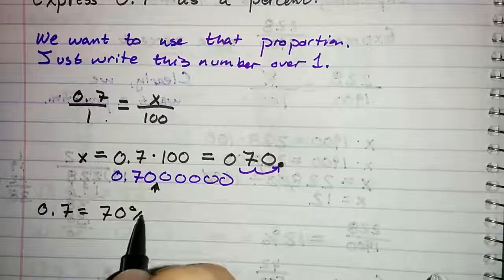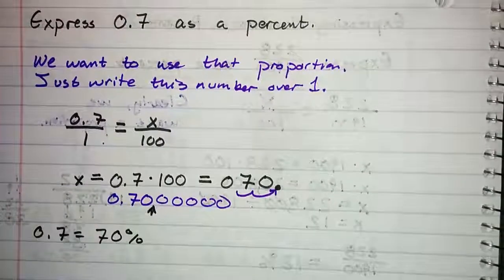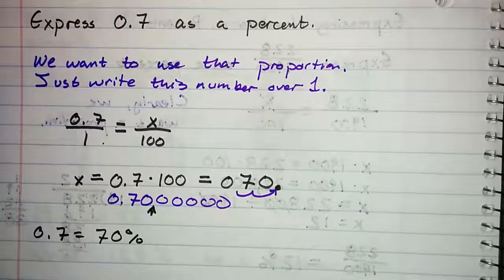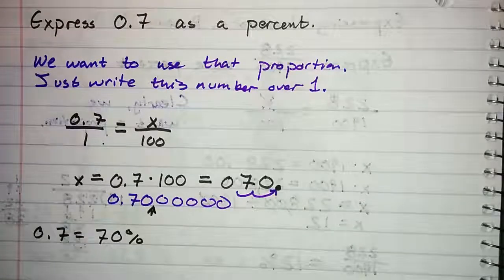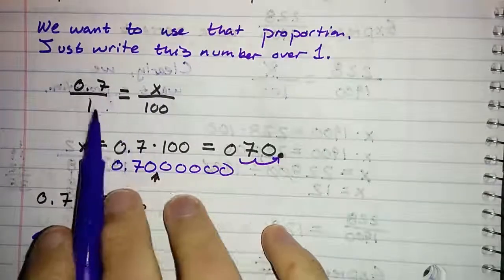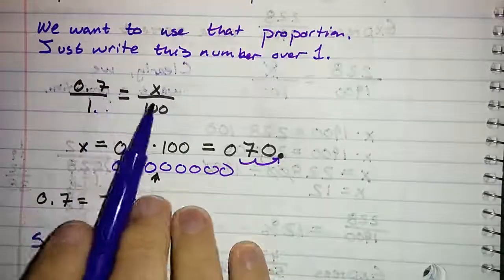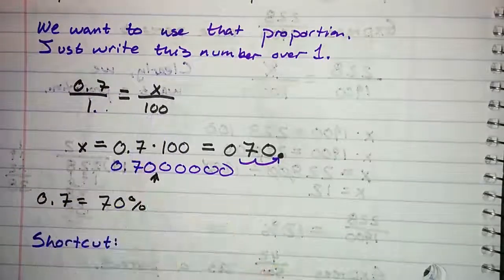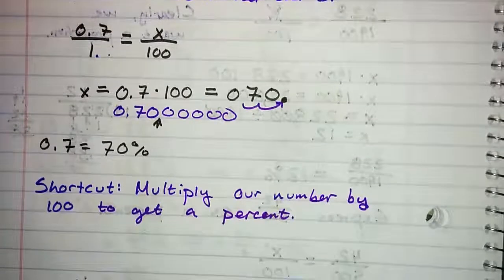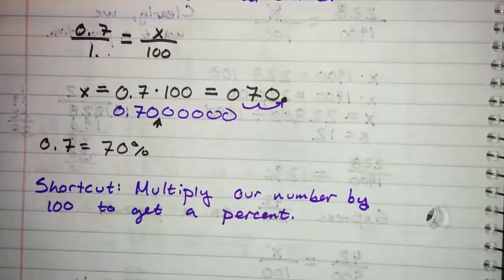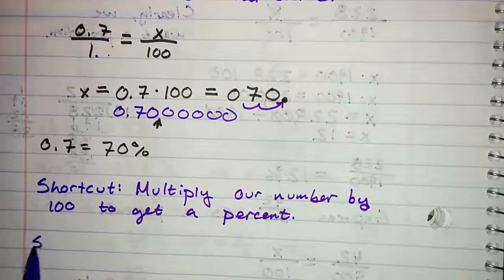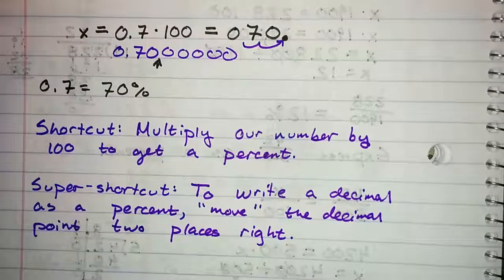0.7 is 70%. In general, if we're just writing our number over 1, this suggests a shortcut again. Since this is always going to be x times 1, x is just whatever our number was times 100. If we combine that with the shortcut for multiplying a decimal by 100, we get a super shortcut. If we want to write a decimal as a percent, we can just move the decimal point 2 places to the right.